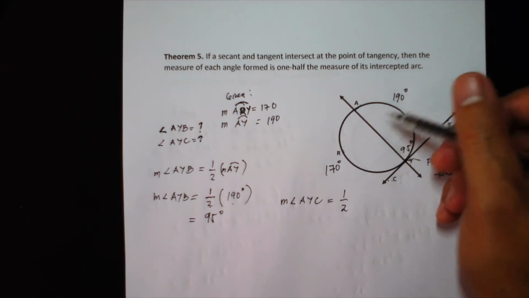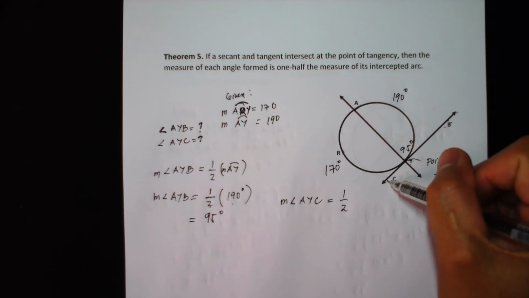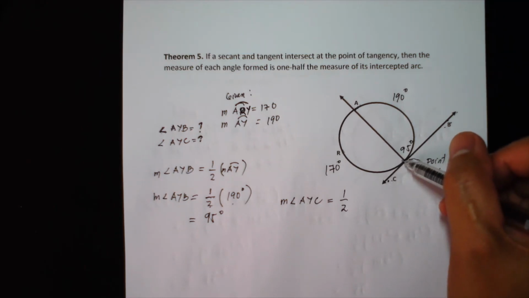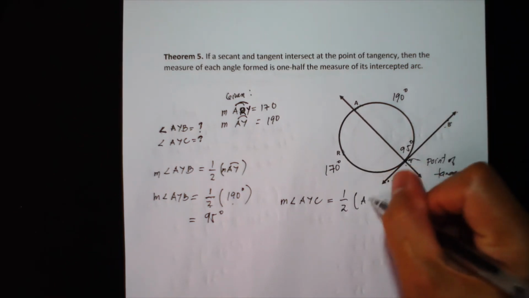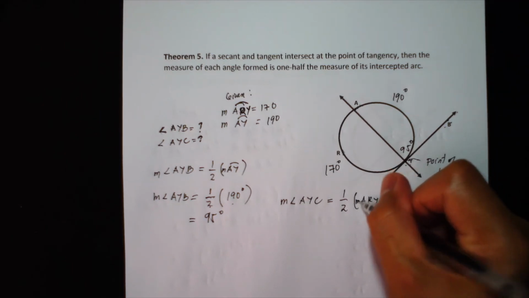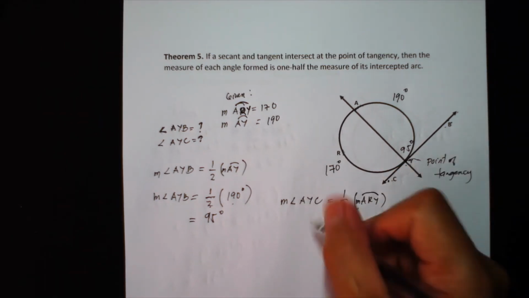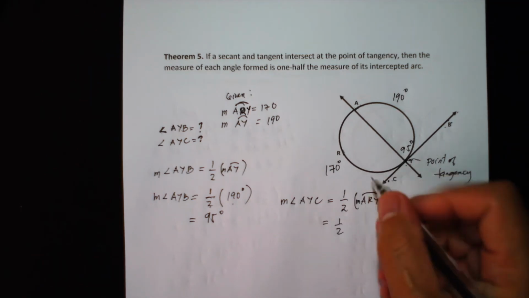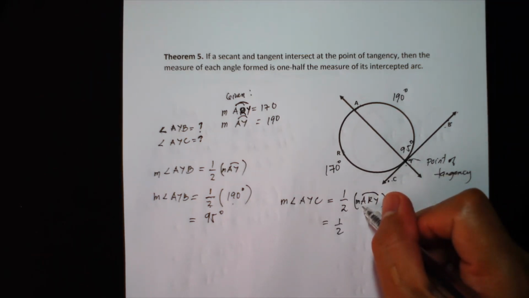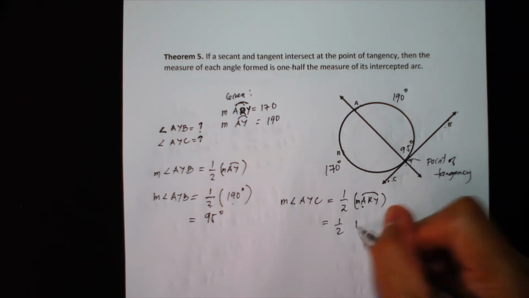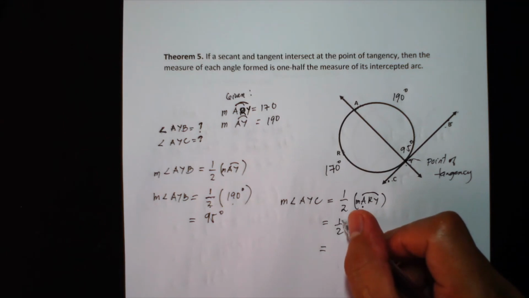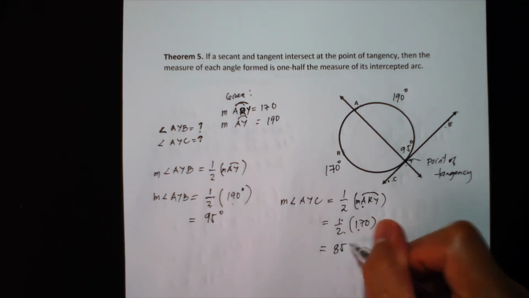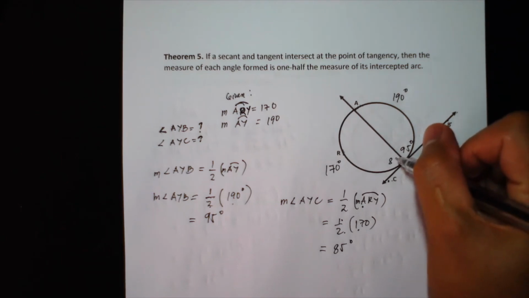Next, the measurement of angle AYC is equal to 1/2 its intercepted arc. The intercepted arc of AYC is arc ARY. What is the measurement of arc ARY? It is 170. So 170 multiplied by 1 divided by 2 will be 85 degrees. That will be the measurement of this angle.